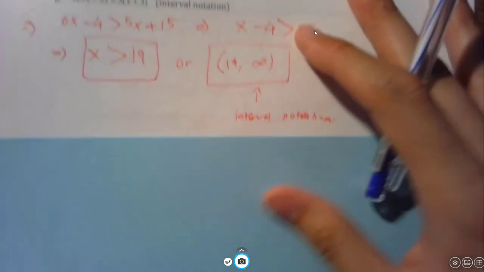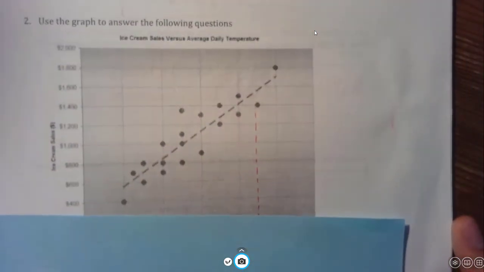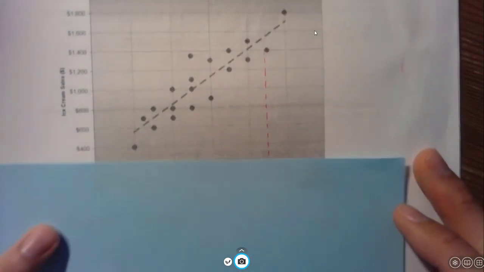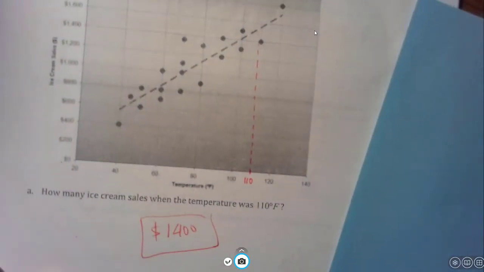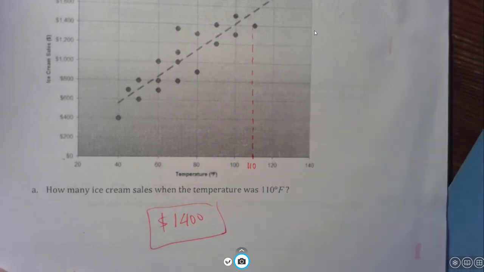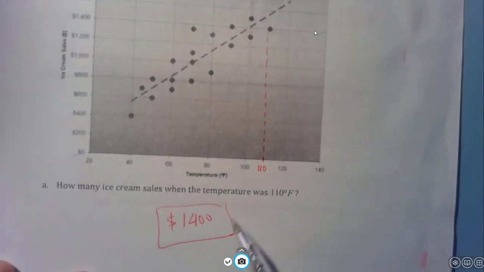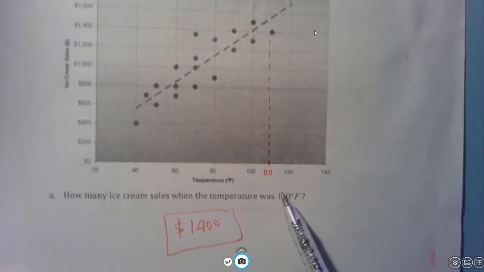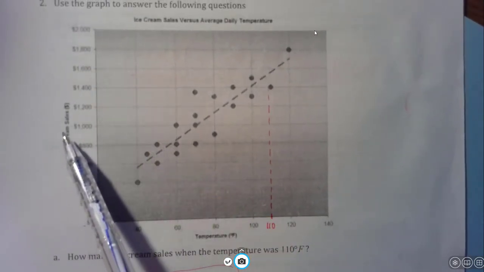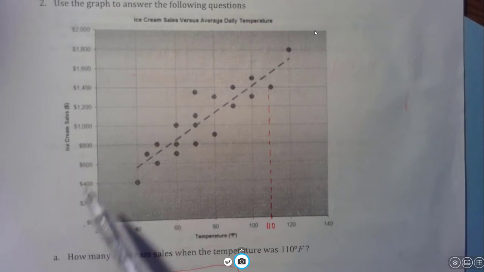And that is the interval notation. The next questions, we are using this graph to answer the following questions. How many ice cream sells when the temperature was 110 degrees? So this graph describes the ice cream sales by the money based on the temperature.